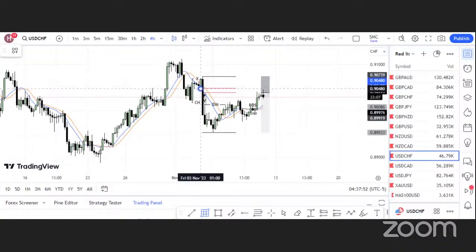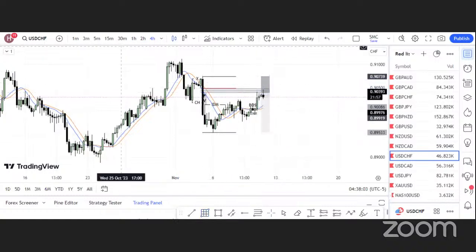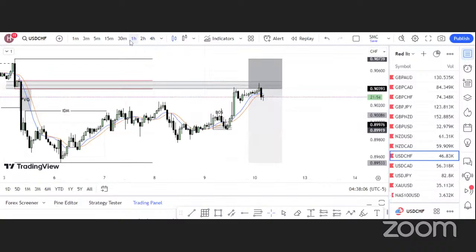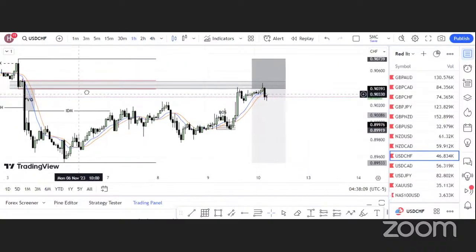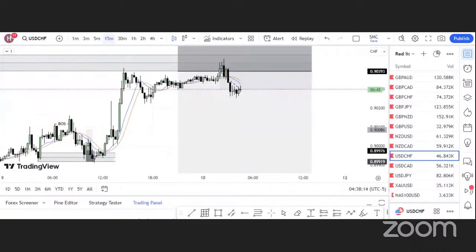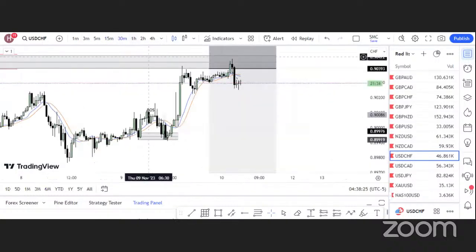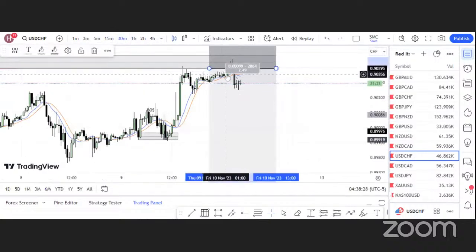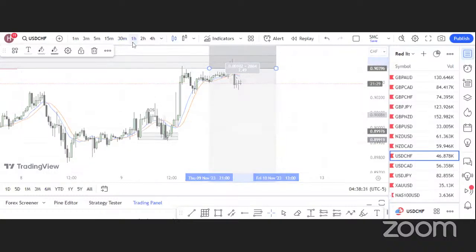So guys, give me a moment. Let me quickly analyze this. Let me see if this is something that I can give to my premium members. Okay. Had the analysis done previously, but didn't take the trade. And right now, it's respecting my analysis.